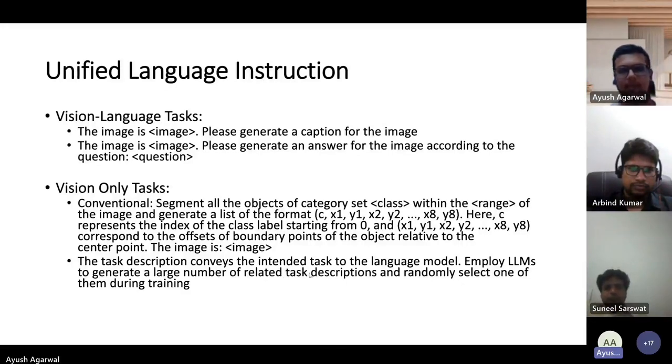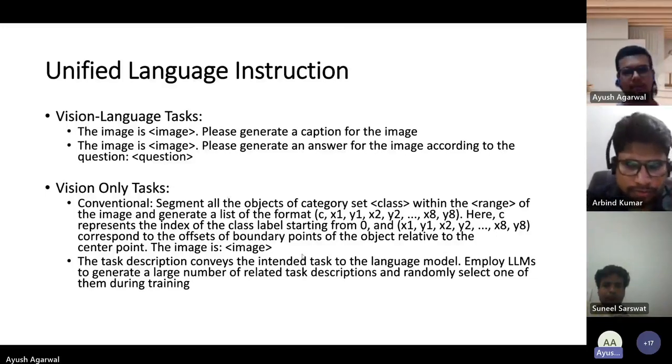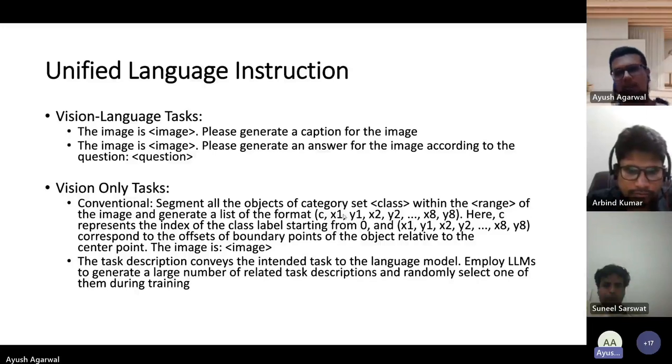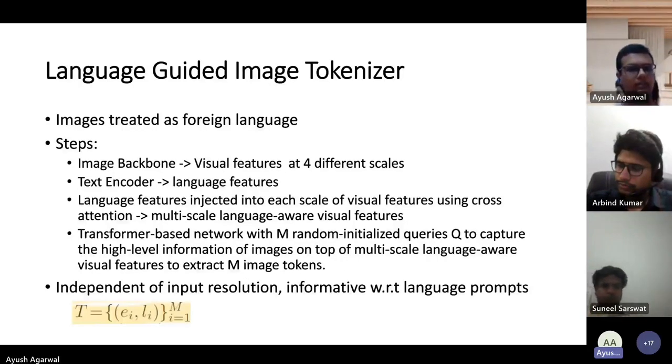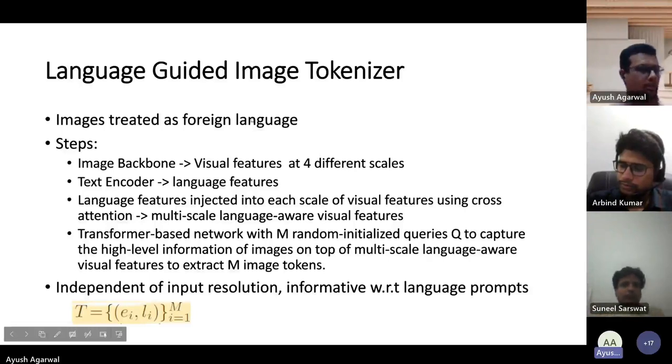Yeah, so the task description essentially conveys the intended task to the language model, and they have used LLMs to generate a variety of these instructions. The fixed thing in these is the format, that is the object class and the coordinates format, the image. And they would ask an LLM just like ChatGPT or GPT-4 to paraphrase it to give a variety of instructions. So that was the first component.